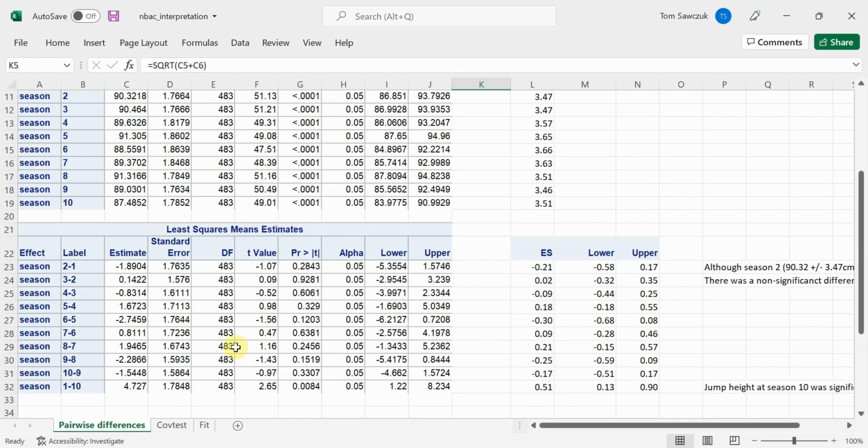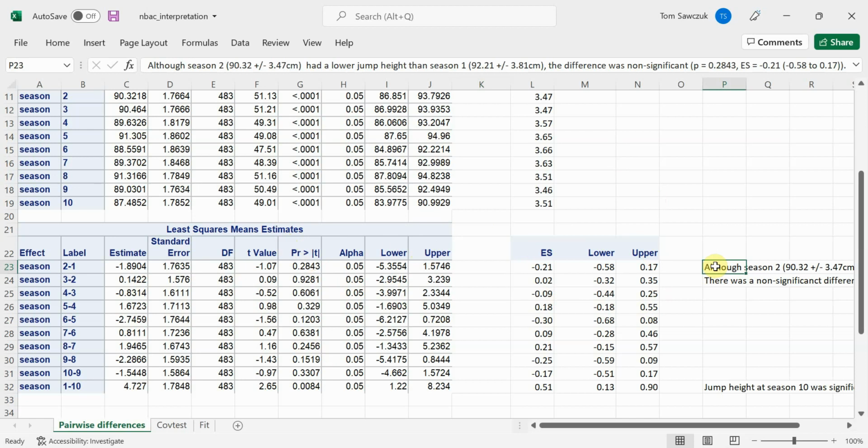So when we look at the results, we want to look at this p-value, the estimate lower and upper, and also the effect size. And we can put all of this together, for example, with this statement for the first estimate. So although season 2 had a lower jump height than season 1, so you will find the first number is always a reference. So if a number is negative, that means the second number is bigger.